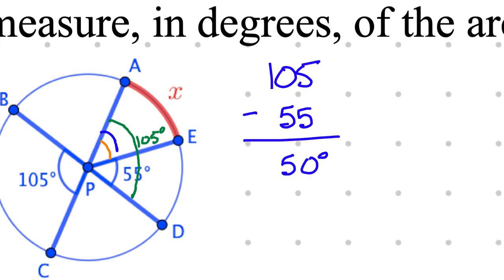Because if this angle right here is 50 degrees that Josie and Jessica helped us figure out, that means the central angle is 50 degrees. The arc measure must also be the same 50 degrees. So we'll come down here. X is equal to 50 degrees and box it.